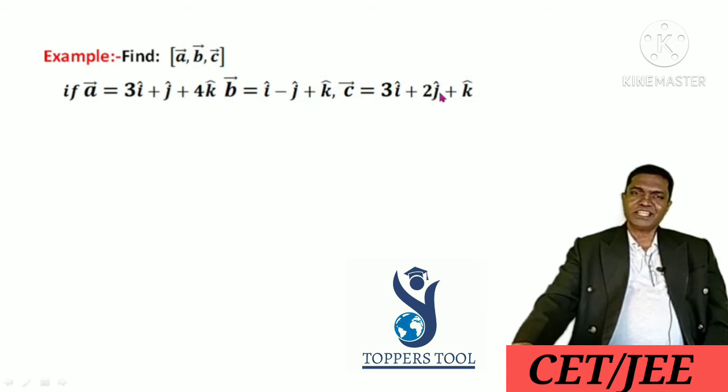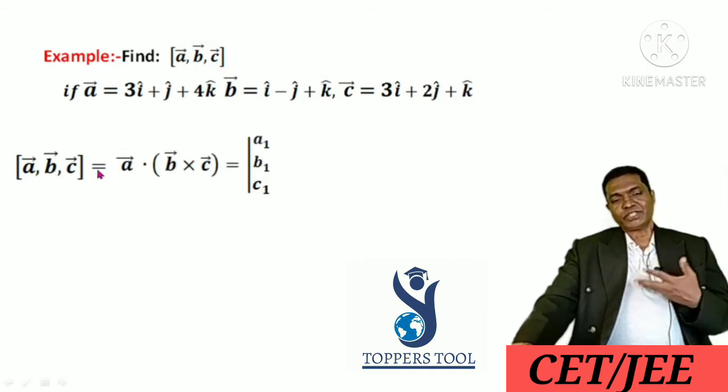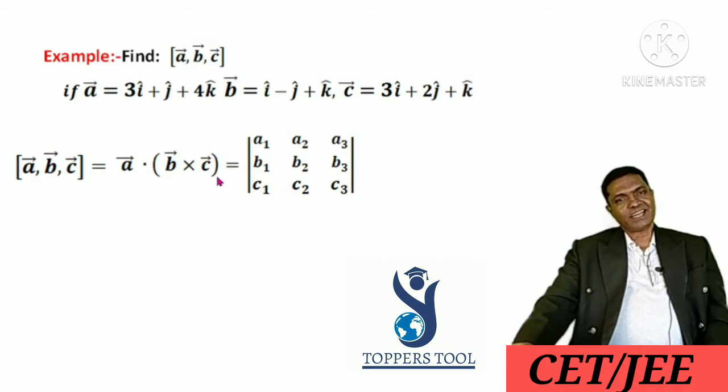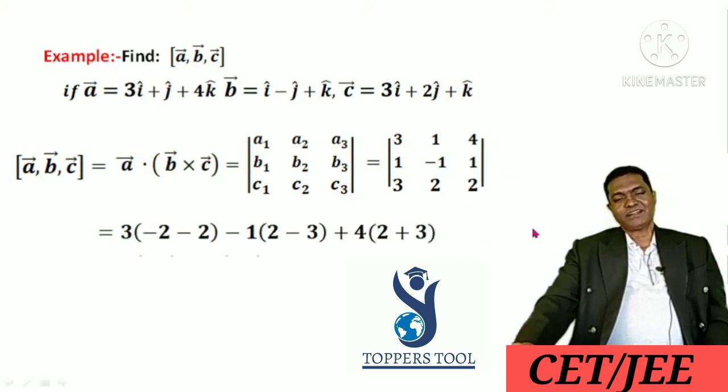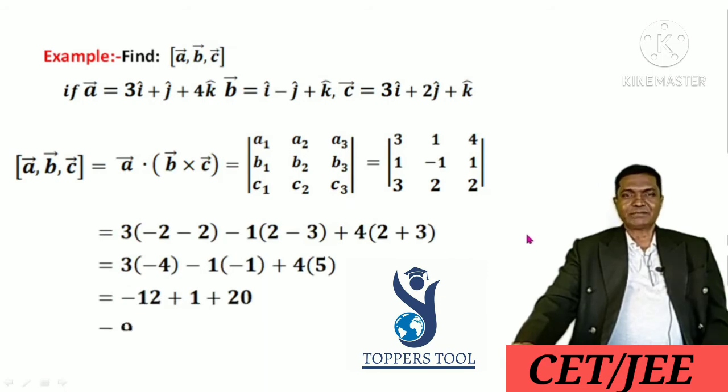So here you are given three vectors, vector A, B and C, and you are asked to find their box product or scalar triple product. As we know, this can be written as this, which is the determinant value. So just substitute the coefficients of I, J, K and expand. As we know, the determinant expansion, and this is the final result. This is your scalar triple product of the given three vectors. So better you take a screenshot.